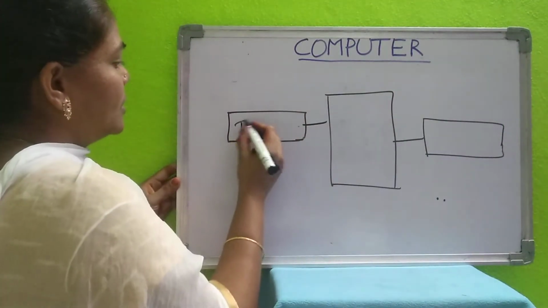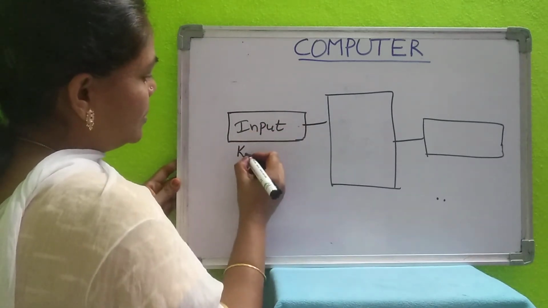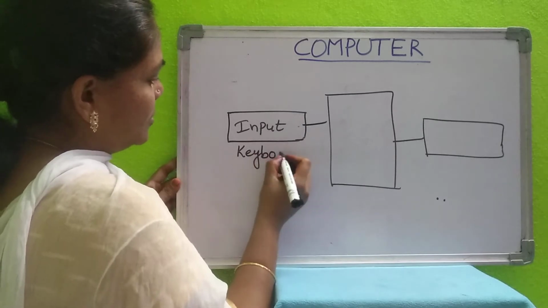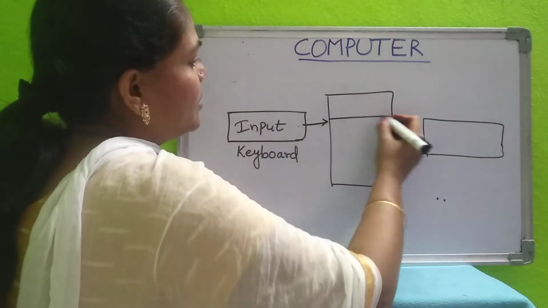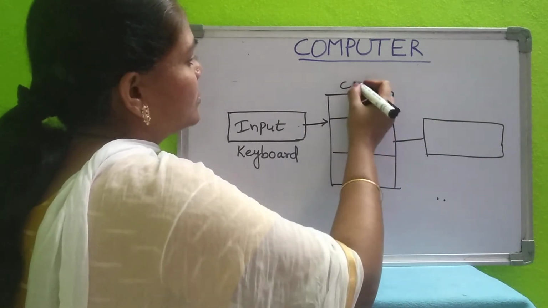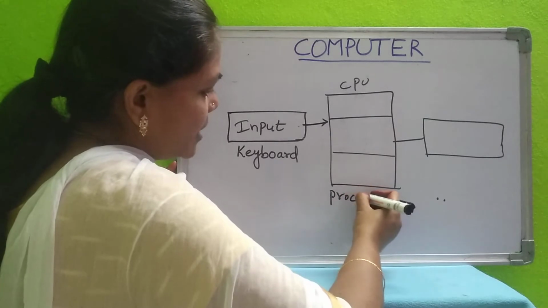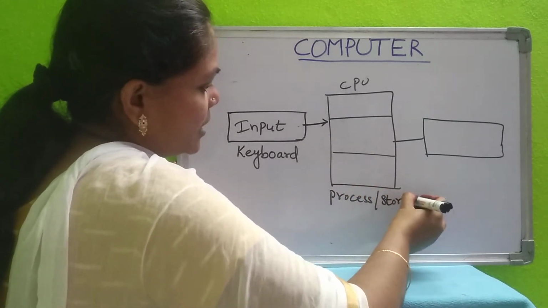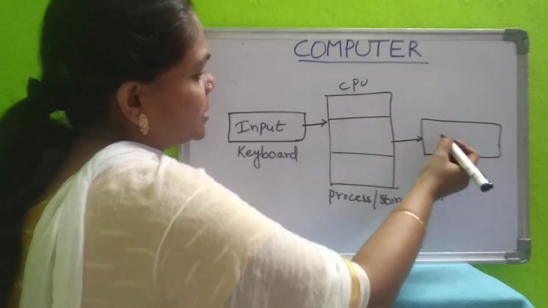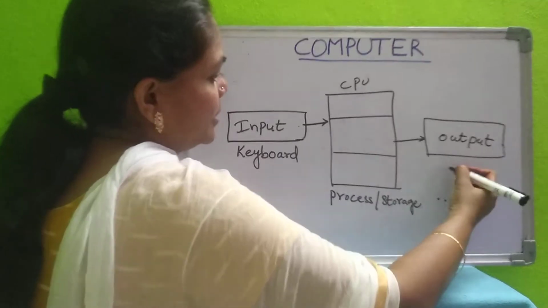So input, from where are we giving? From the keyboard we will type information. Isn't it? Input will give input data. So how many parts are in the CPU? So this is the CPU. Process and storage is done in the CPU. Next, output. The output is displayed on the monitor.